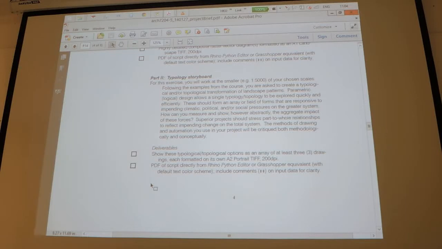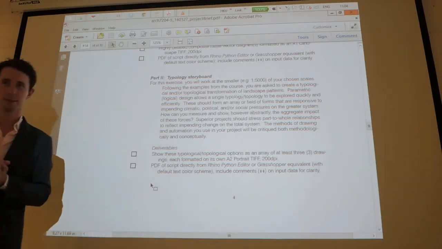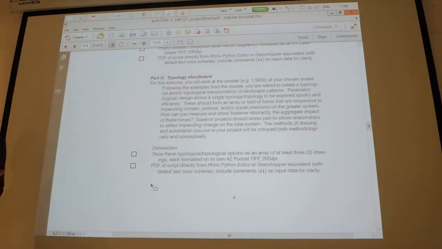Superior projects should stress part-to-whole relationships. So again, systematically working across your drawings to reflect impending change on the total system. The methods of drawing and automation you use in your project will be critiqued both methodologically and conceptually. So the methods you use in balance with the concepts you're trying to show.